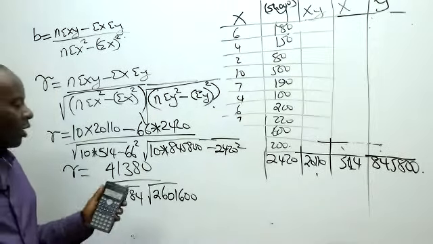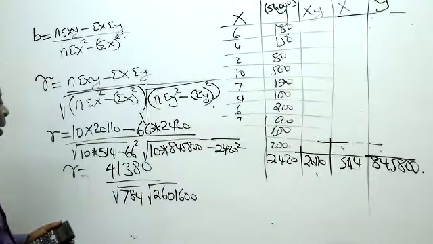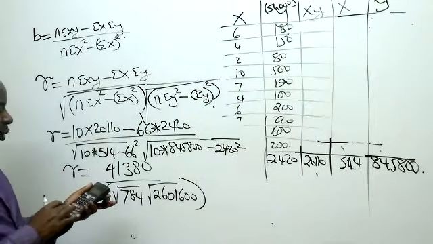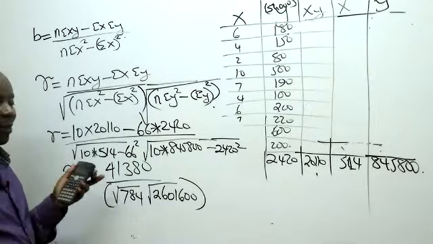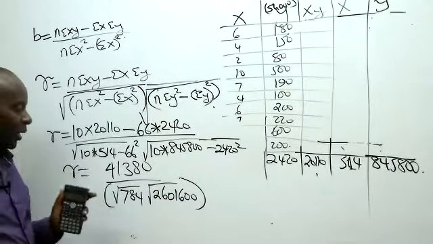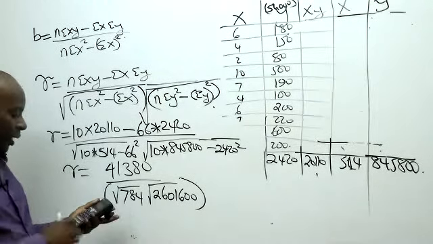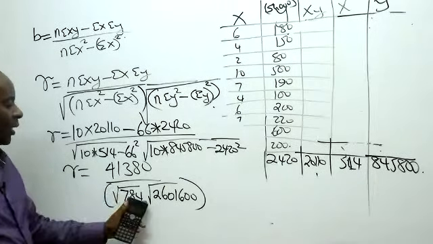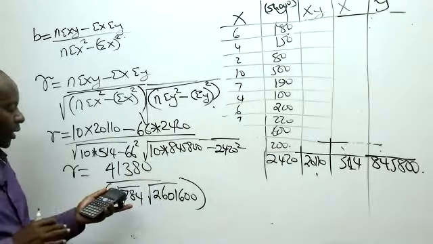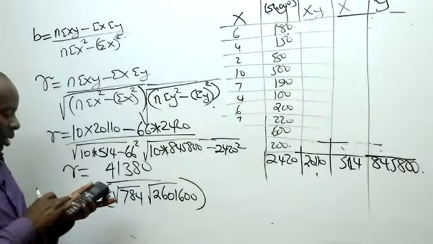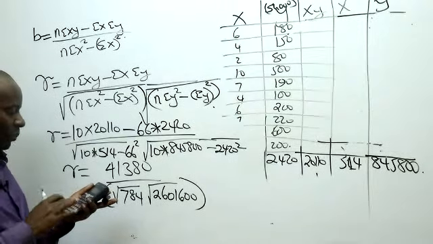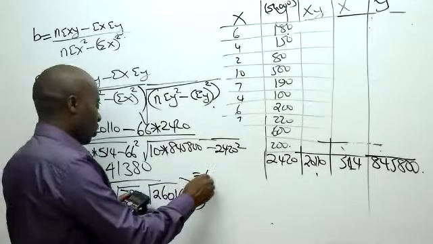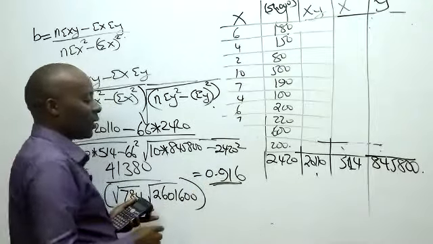26,01600, isn't it? Now from there, I'll use my experience of working with brackets. So I'll take 41,380 divided by open brackets for the denominator. What do we have here? The first one is the square root of 784 times another square root of 260,1600. You close the bracket like that. You should be able to get R of 0.916. Let's confirm that figure.